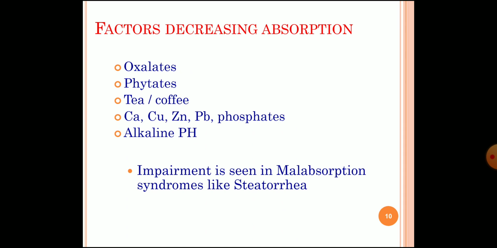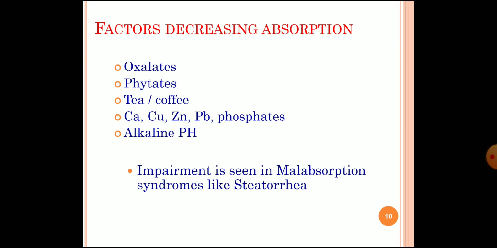Now we'll see what are the factors which decrease the absorption. These are oxalates, phytates, tea or coffee, calcium, copper, zinc, lead, and phosphates, and the alkaline pH of the body. All these things will decrease the absorption.